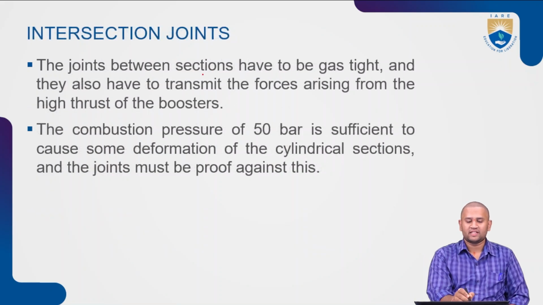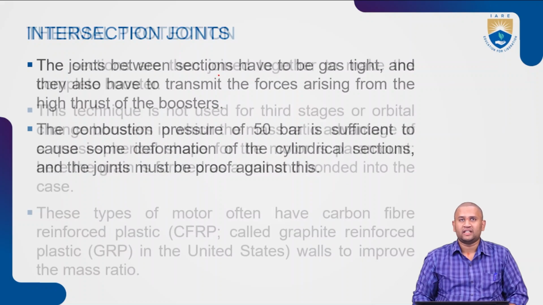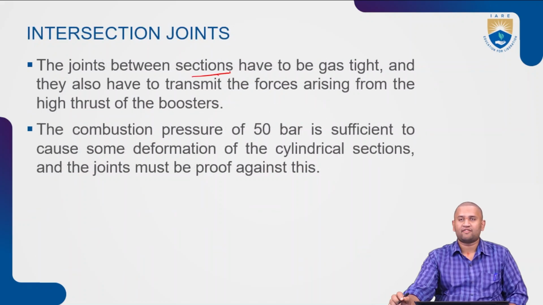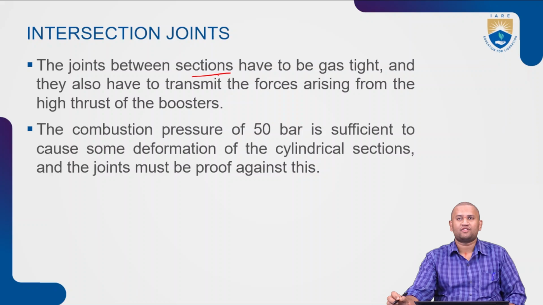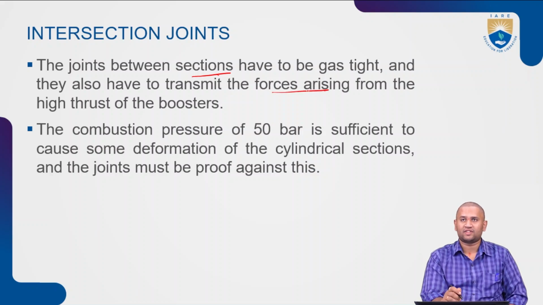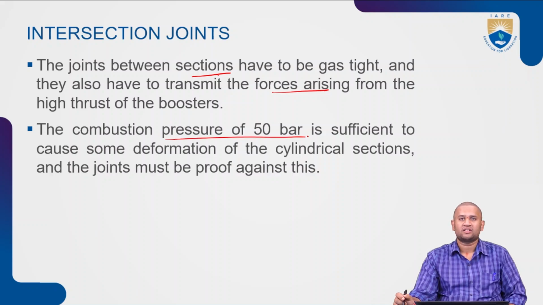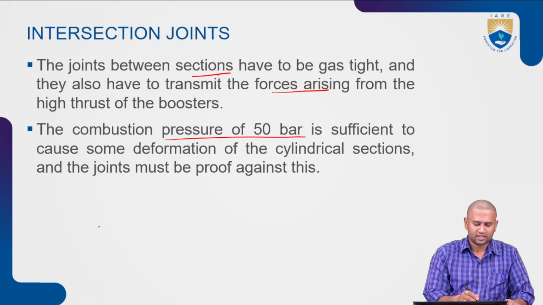The joint between the sections has to be gas tight because they have to transmit the forces arising from the high thrust of the booster. The combustion pressure of 50 bar is sufficient to cause some deformation of the cylindrical section, and the joints must be proof against it. Now, what happens under the thermal protection?